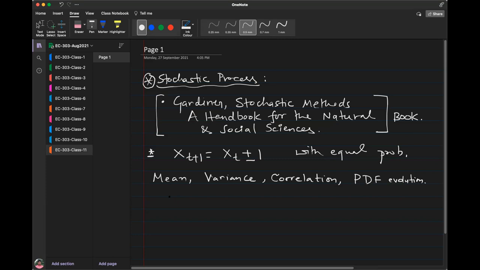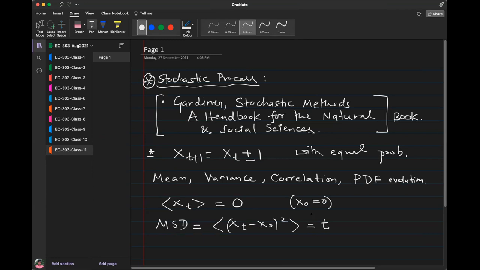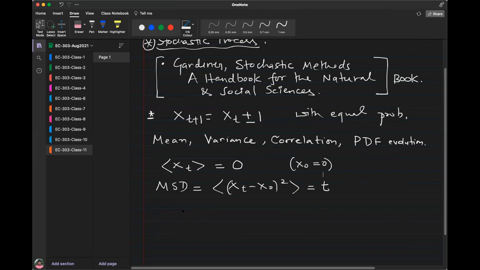Okay, so these four sets of quantities help us capture a whole bunch of basic properties of stochastic processes. And we learned the following: when it comes to the mean, the mean displacement of a random walker was 0. The mean square displacement of a random walker, we proved, was equal to the number of time steps. Of course, here I have assumed that x0 is equal to 0 without loss of generality. Okay, so this is what we learned. We learned that the mean is 0, mean square displacement is equal to the number of time steps, and we also learned the PDF evolution.